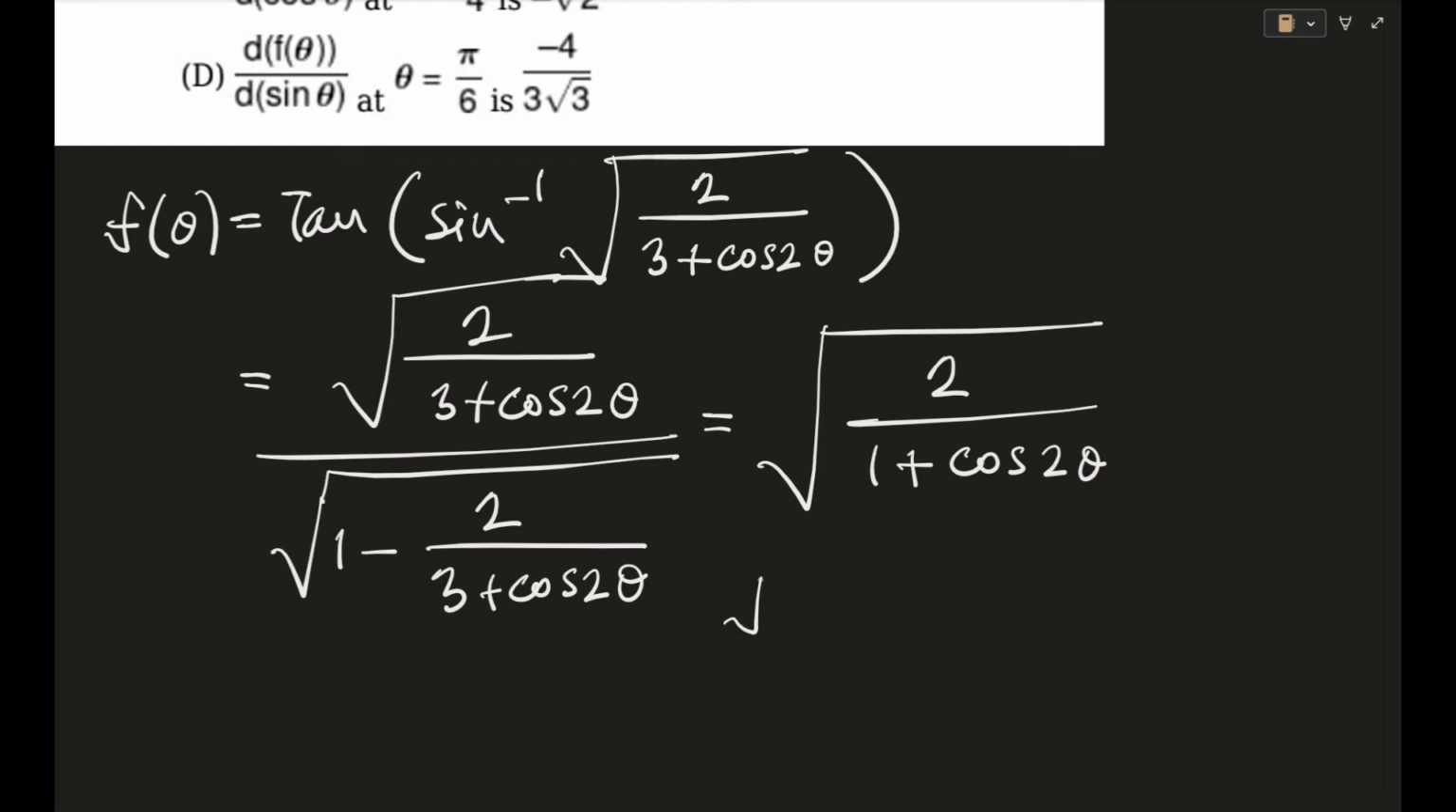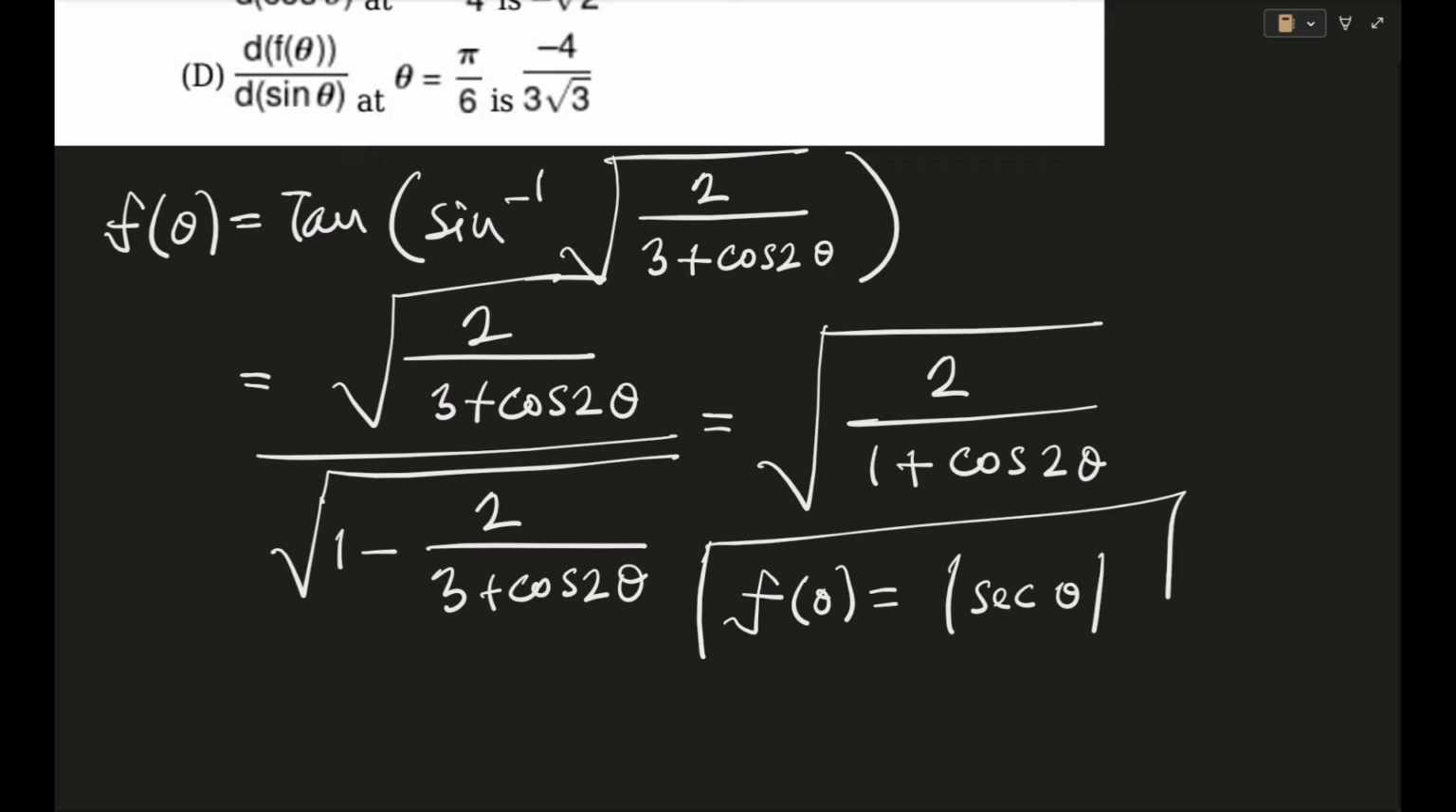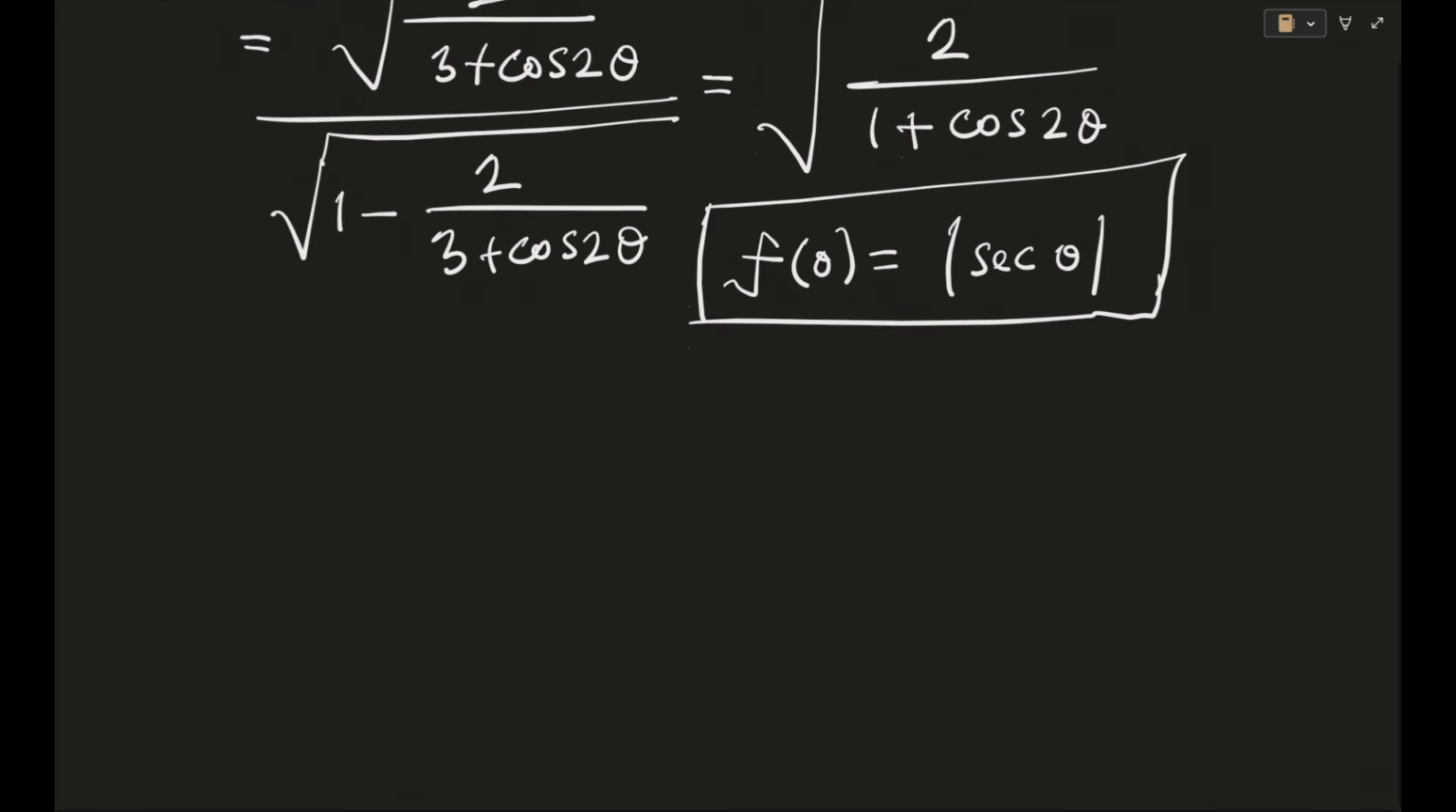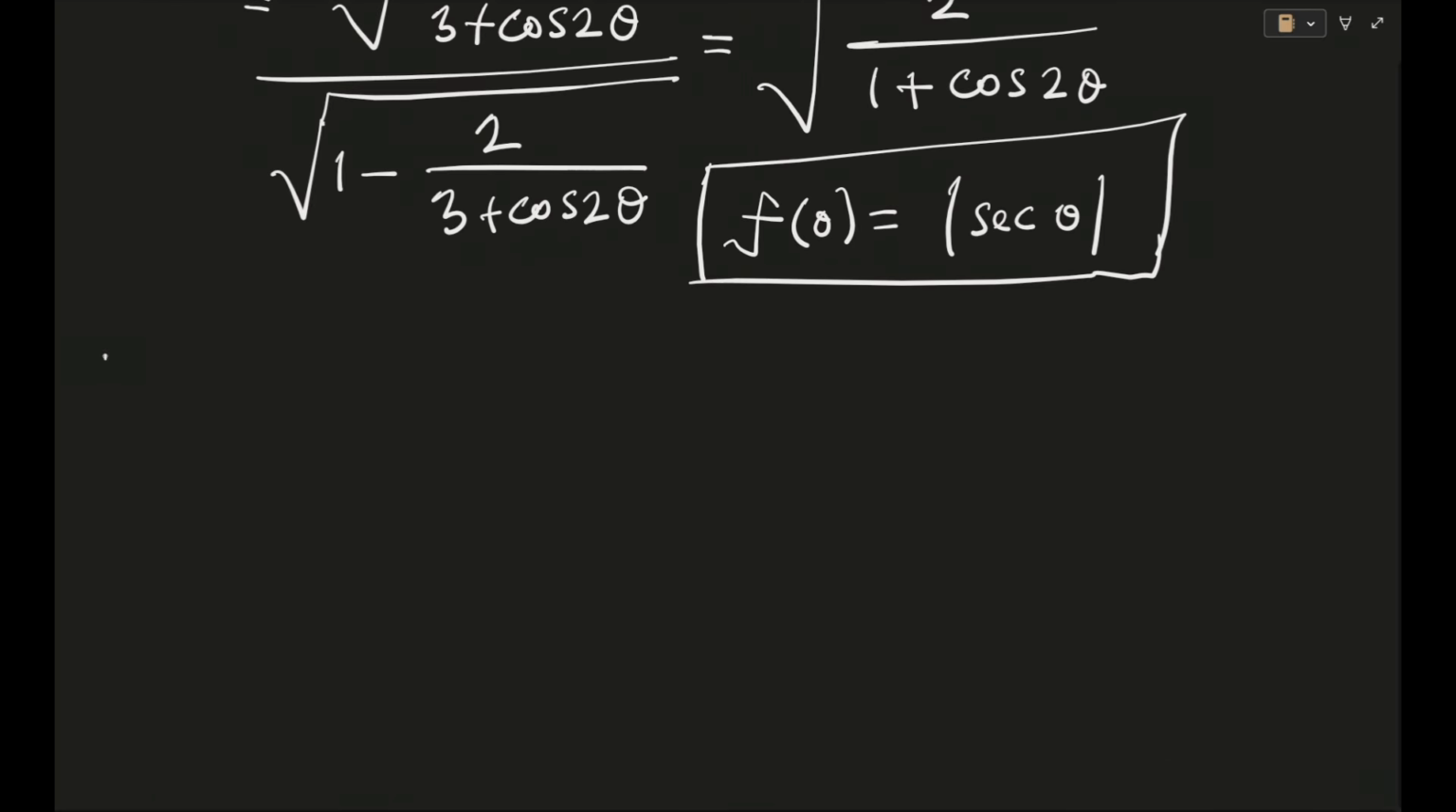So f of theta would come out to be nothing but mod secant theta. I'm sorry if this box is a little crooked. Okay, so first thing is, let's now evaluate the options one by one.